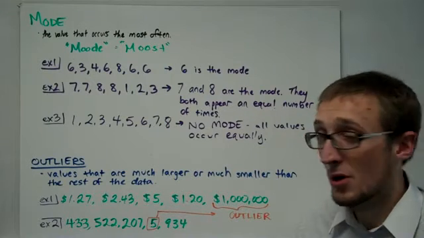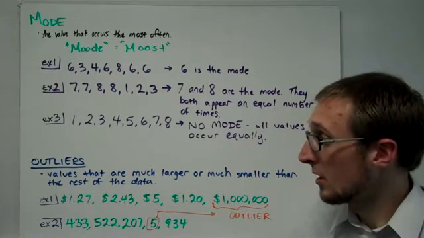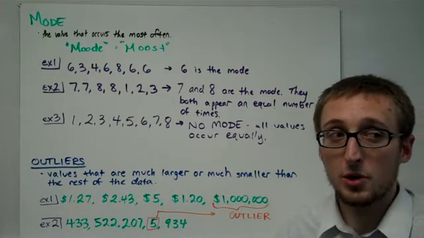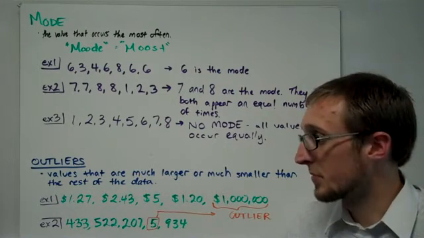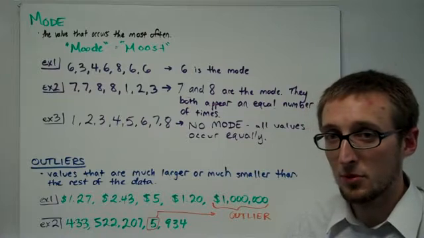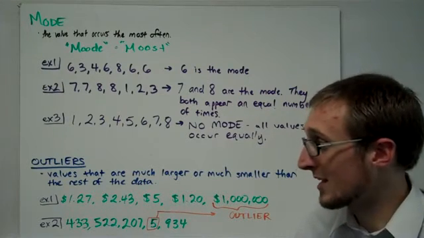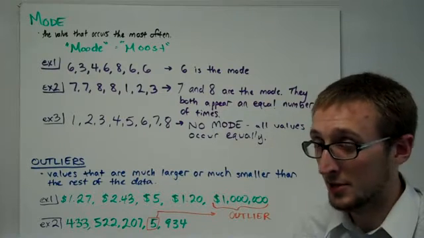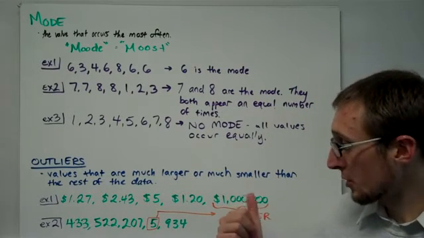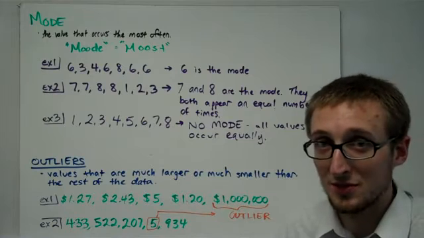So there is no mode in that list of numbers. Finally, let's do some vocabulary related to measures of central tendency. A big vocabulary word that you need to know, so make sure you have that down in the notes that you're taking right now, is an outlier. Okay, outlier. It's values that are much larger or much smaller than the rest of the data.